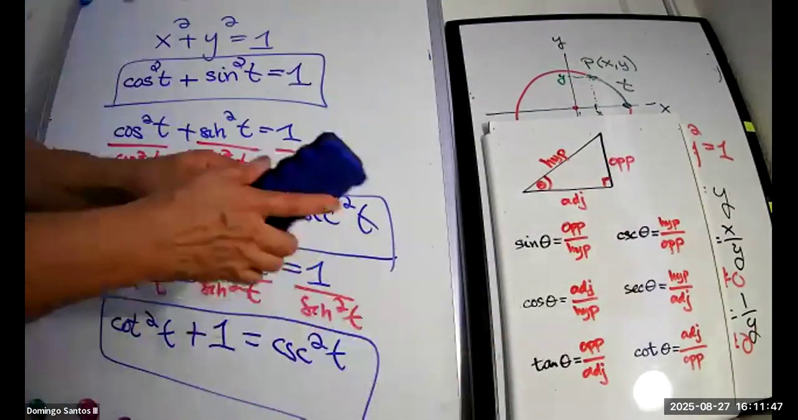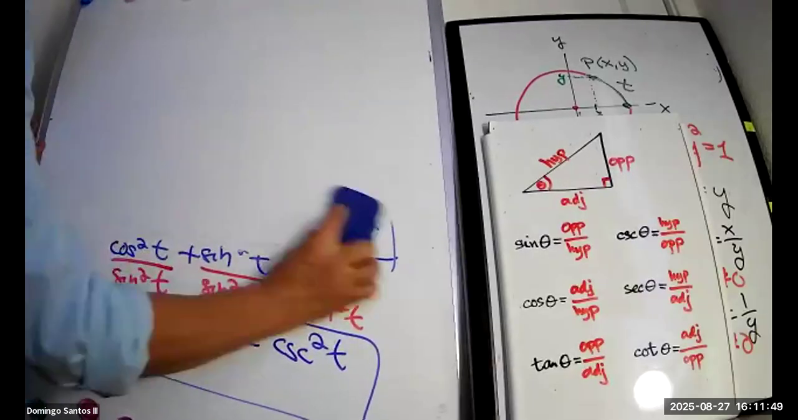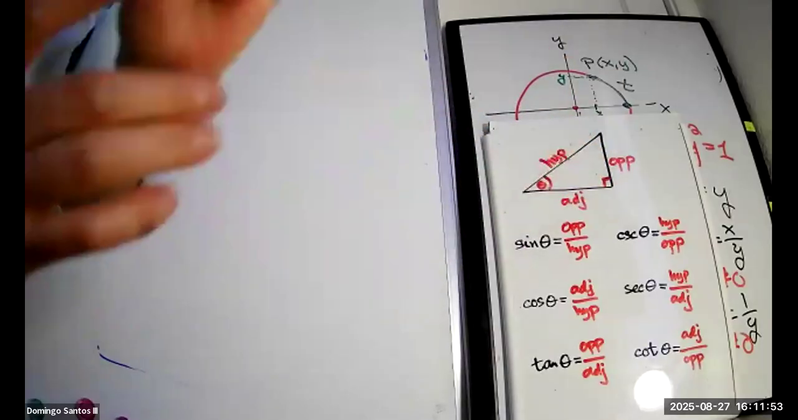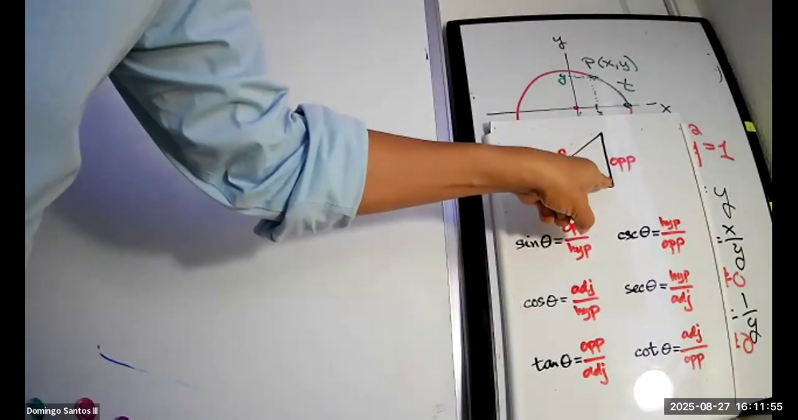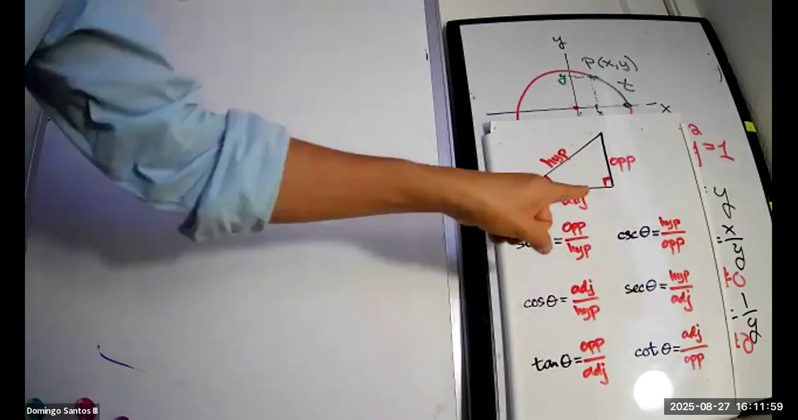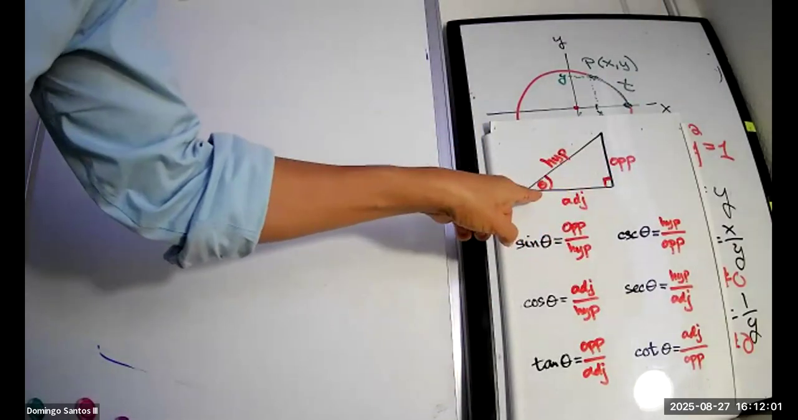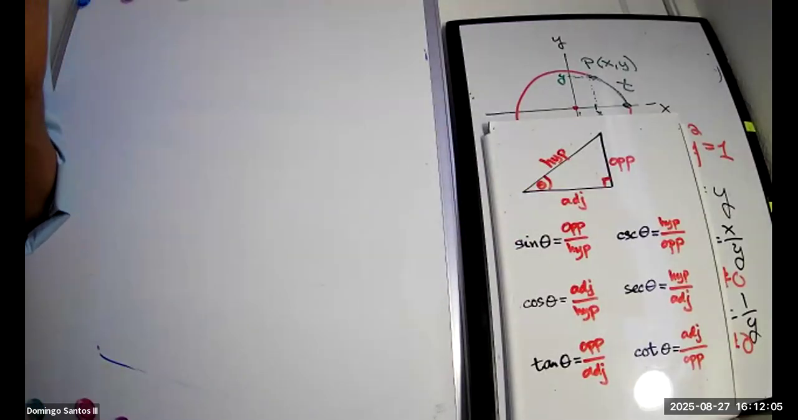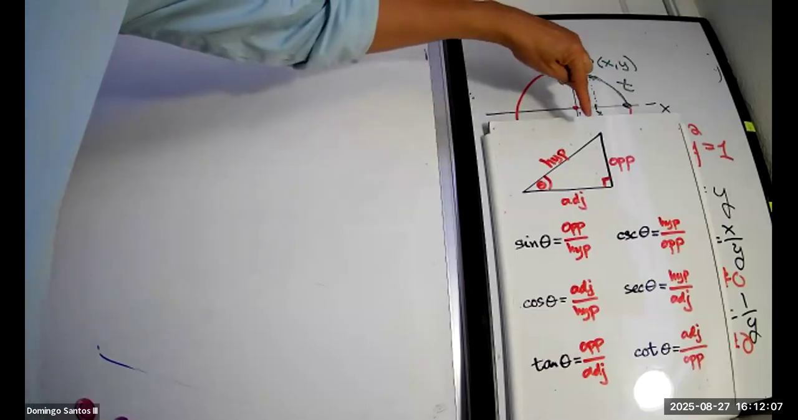Let me just consider this one. Let me remove this so you won't get confused. So you have a right triangle, meaning one of the angles would be a right angle, and this is theta here. Let's just define the sides.